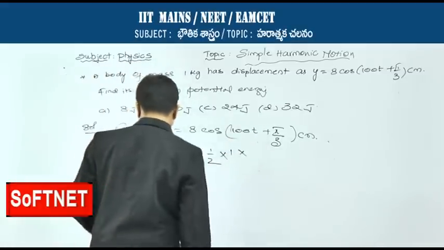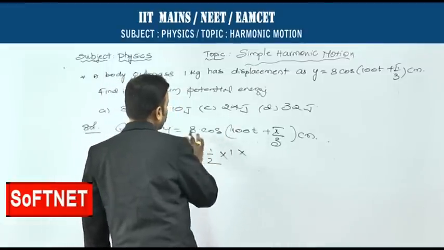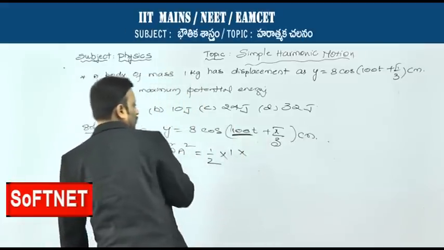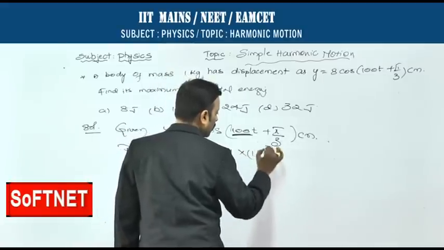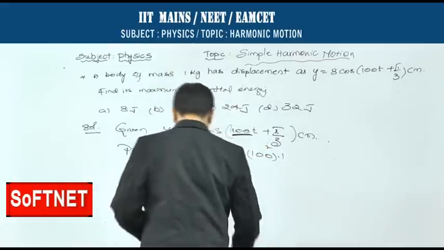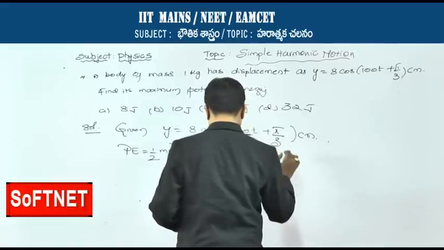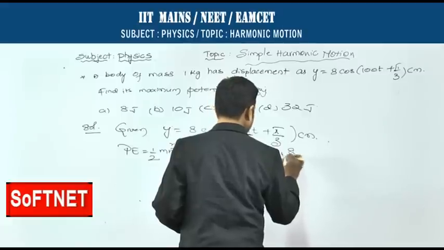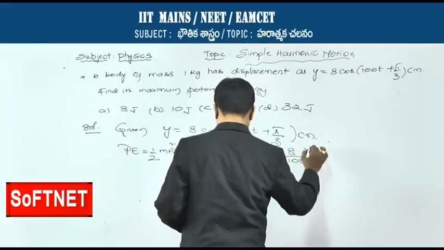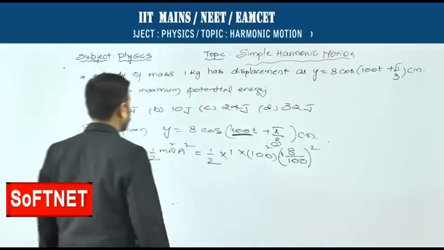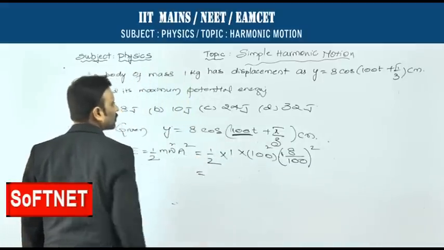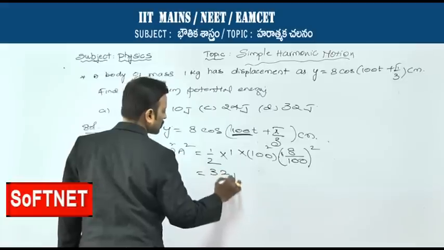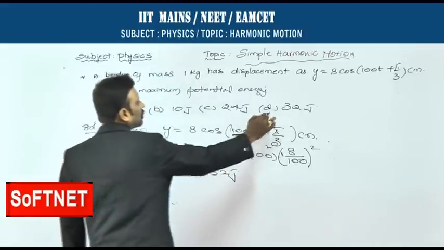So, when you compare this equation with y is equal to a cos omega t plus phi, you are getting the omega as 100. So, omega square means 100 square, and the displacement, how much is it? 8 by 100 whole square. So, when you simplify that, you are getting the answer as potential energy as 32 joules. So, the second option is correct one.